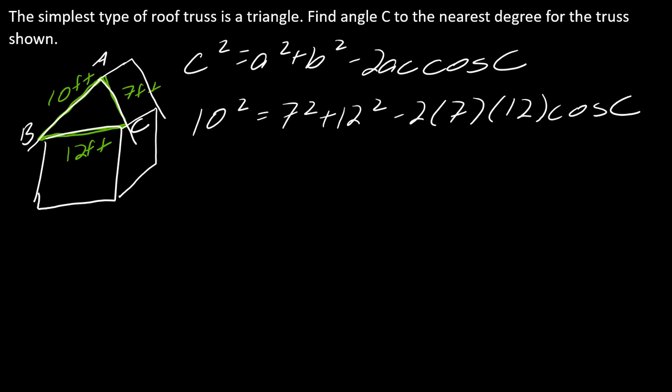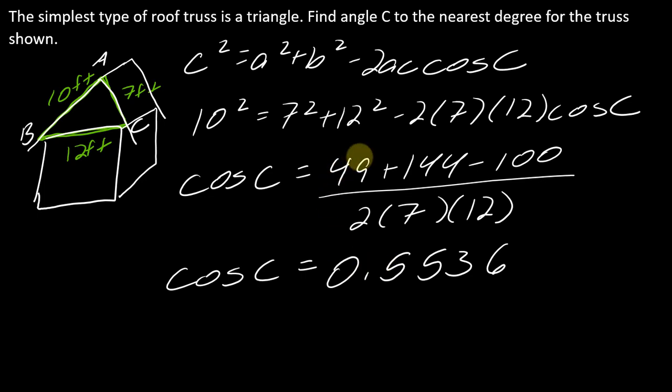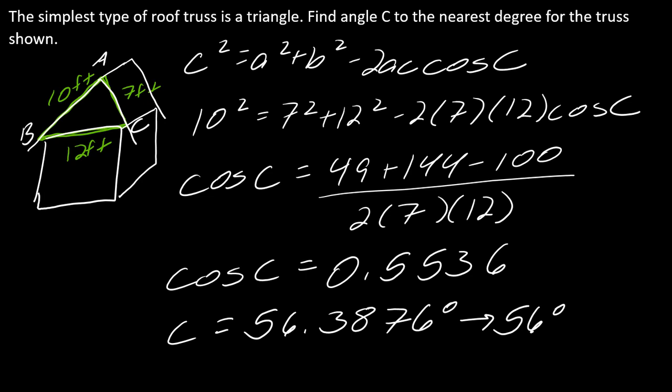So now I've got to isolate cosine of C. To do that, I'm going to get 49 plus 144 minus 100, divided by 2 times 7 times 12. So I get cosine of C equals this decimal here, i.e. C will equal, to the nearest degree, 56 degrees. So I can round down from the 0.3.